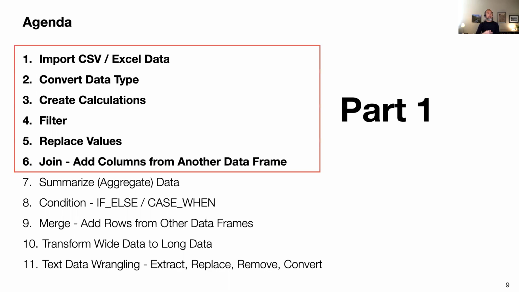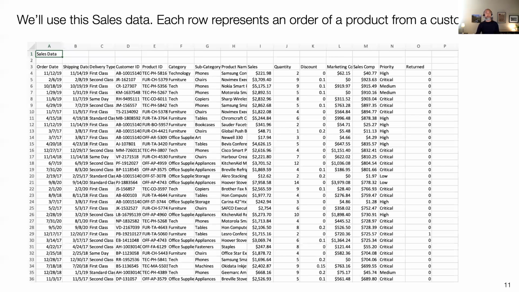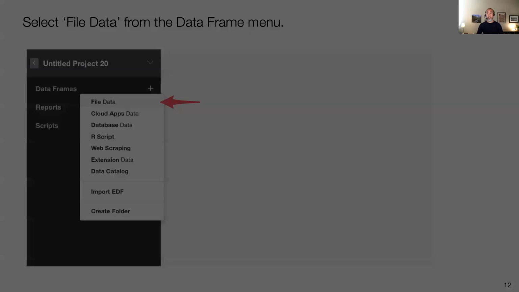So I'm going to cover items 1 to 6 in this part 1, and then the rest is going to be next week as part 2. So first, import CSV or Excel data. We're going to use the sales data that has maybe 10 or 12 columns, and each row represents an order of a product from a given customer. Okay, and then you want to import this data.